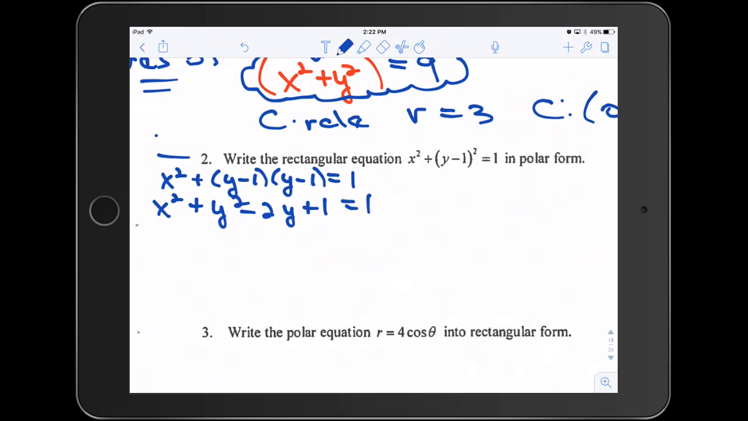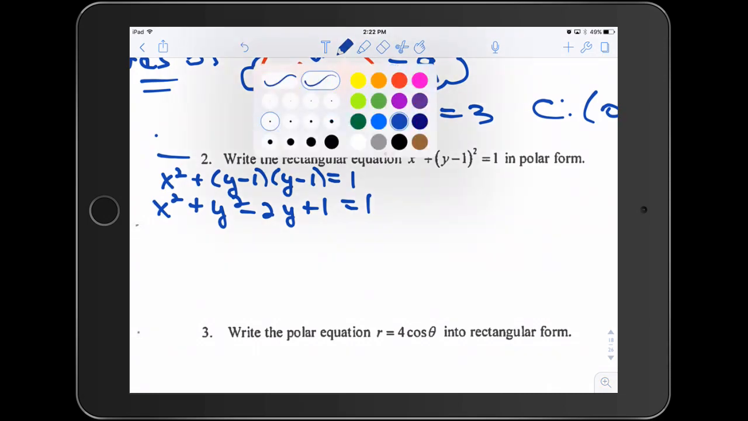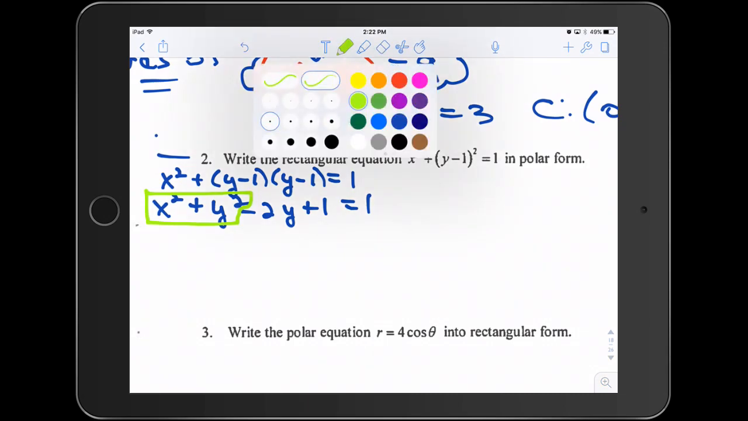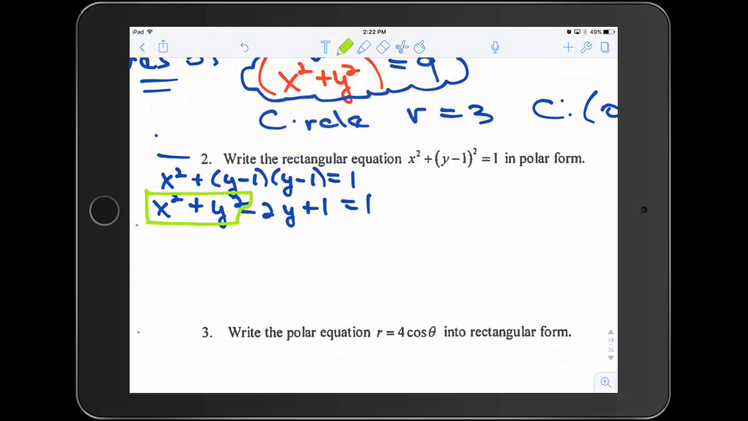From here, I want to make sure you see what we have: x squared plus y squared. Why is that important? Because if I'm switching over to polar form, which is all in r's and thetas, I know that x squared plus y squared is actually r squared.